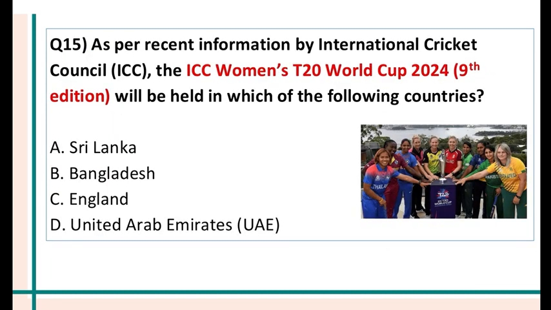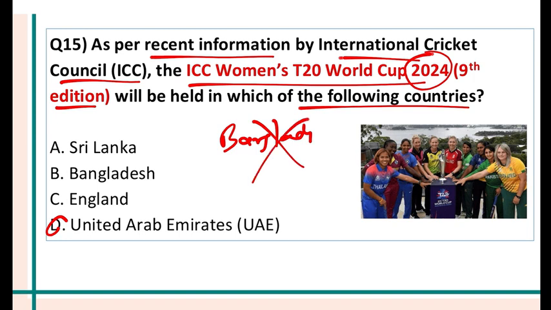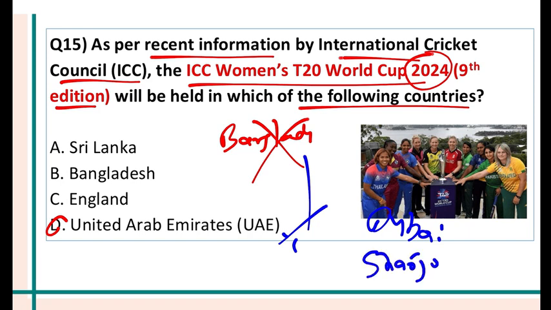As per the recent information by the International Cricket Council, the ICC Women's T20 World Cup 2024, this is the 9th edition, it will be held in which country? It will take place in the United Arab Emirates. Actually, it was supposed to take place in Bangladesh, but they have shifted it from Bangladesh to UAE. It will take place in two cities of UAE, Dubai and Sharjah.